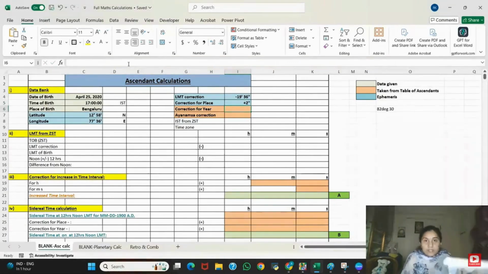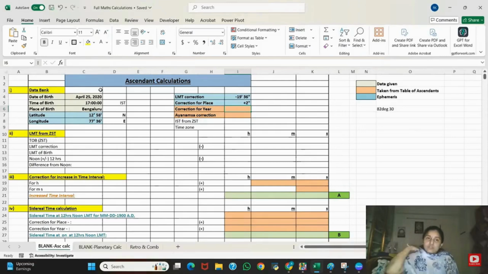Now let's go for the correction for year and Ayanamsha correction. Based on the details which we have taken here, we have to find it in the table of ascendants. The year correction which we have to follow is a modern method of calculation. Let me clarify it in the beginning: usually the scriptural way is entirely different. This is a scientific and modern method of calculation of the horoscope, which I'm conveying here.